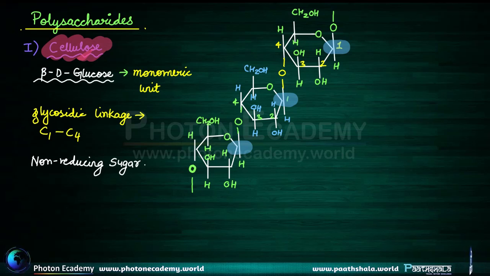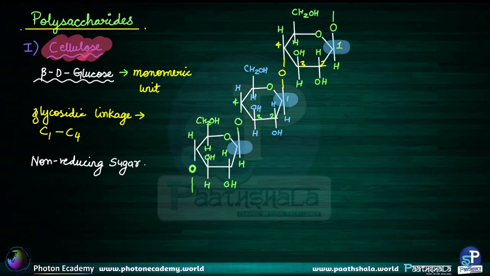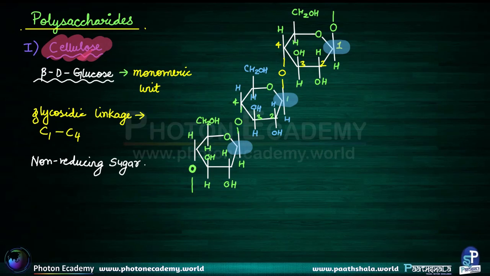Okay, so we just saw how the cellulose structure is made up of multiple units of beta D glucose, and they're joined by glycosidic linkages between C1 of one glucose unit and C4 of the next glucose unit. And this is a constituent of the cell wall of the plant cell. So this is cellulose, the first polysaccharide.